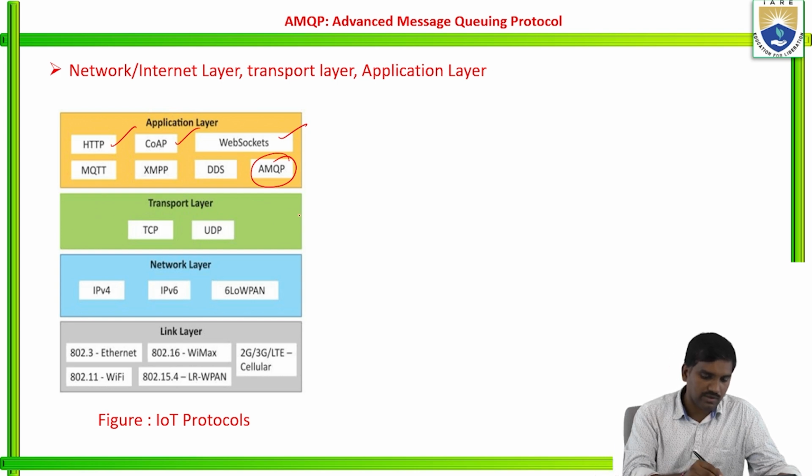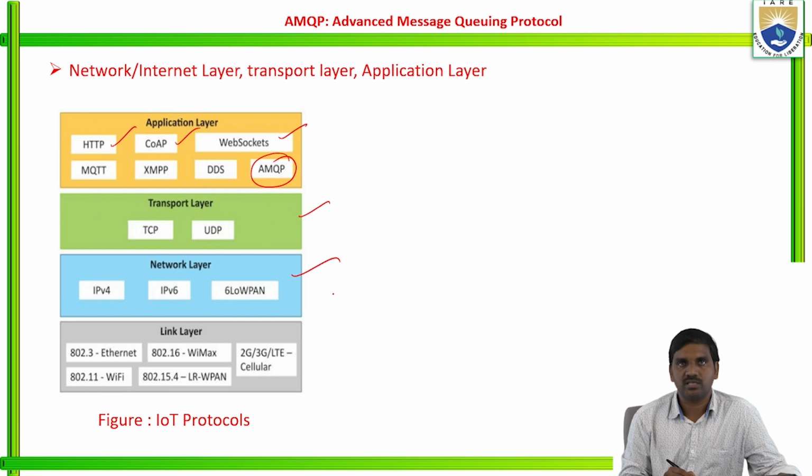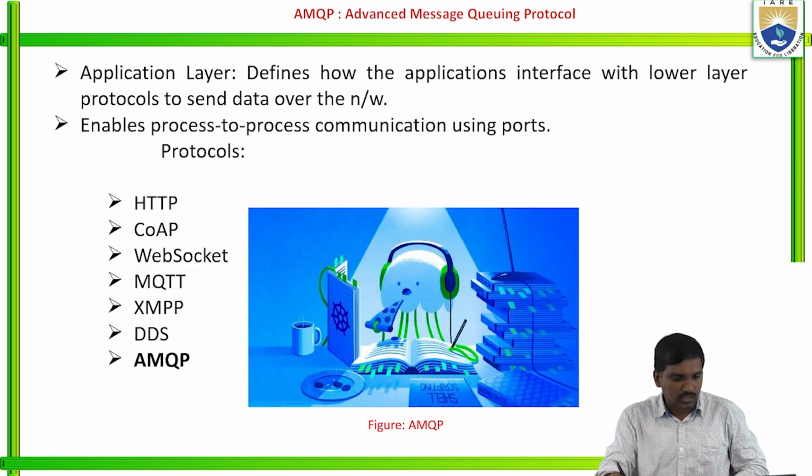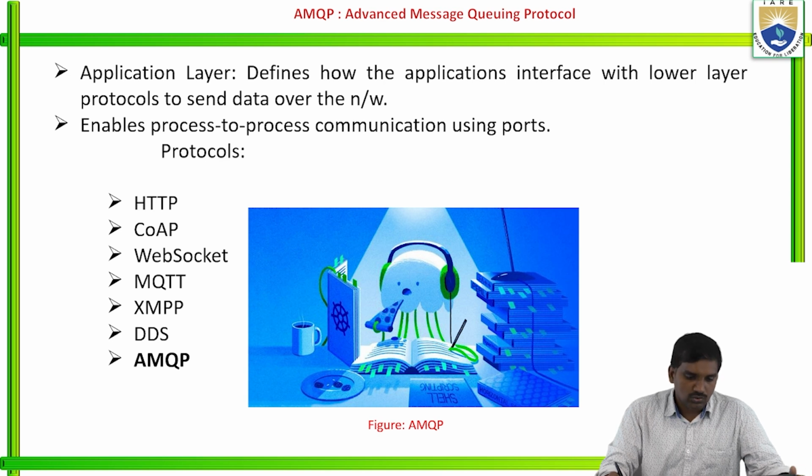In the transport layer you have different protocols, the network layer has different protocols like IPv6, IPv4, 6LoWPAN, and the link layer has the 802 series protocols, Ethernet to WiMAX, 2G, 3G, LTE (Long Term Evolution), and Wi-Fi, LR-WPAN, like that. But our agenda is to discuss the application layer. It defines how the application can interface with the lower protocols and send over the network, as we already know.